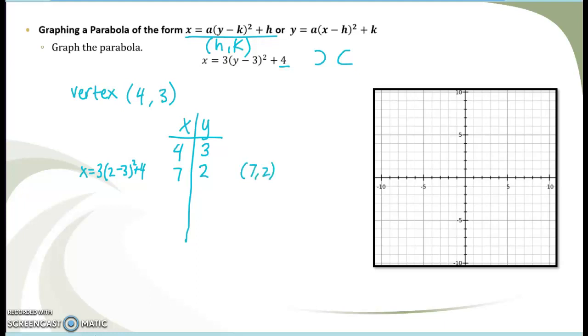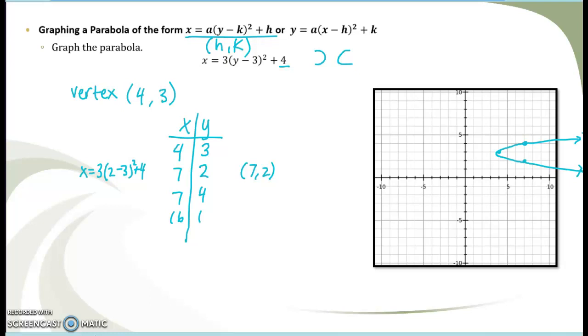So my vertex is at 4, 3, and I have a point at 7 and 2. Now if I were to plug in 4 for y, I'll get 7, so I have another point at 7 and 4. If I were to plug in 1 for y, I get 16 for x. So way out here, 16, 1 will have a point, but I can go ahead and fill in my parabola like this. So there's an example of a parabola opening up to the right.